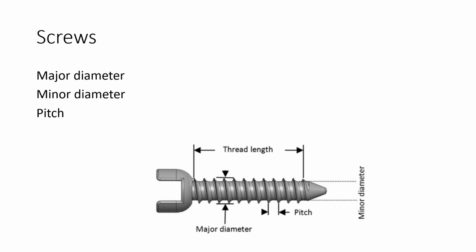It would be good for you to consider the properties of screws. We use these frequently in general orthopedics, but more specifically in the spine, we tend to use them as pedicle screws or lateral mass screws. The major diameter is the outermost part of the pitch, and the thread length is the working strength part of the screw.